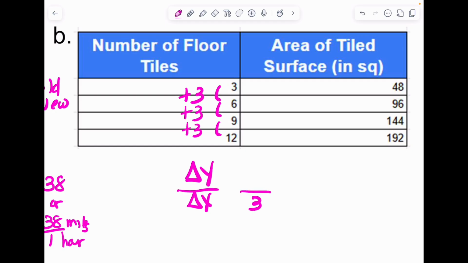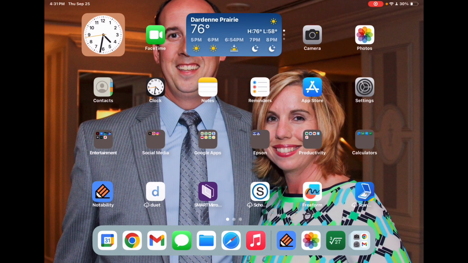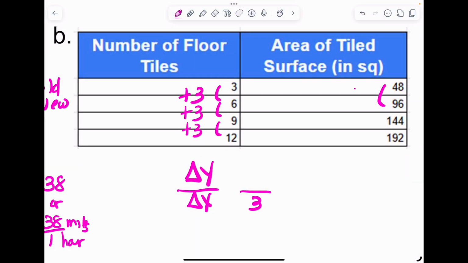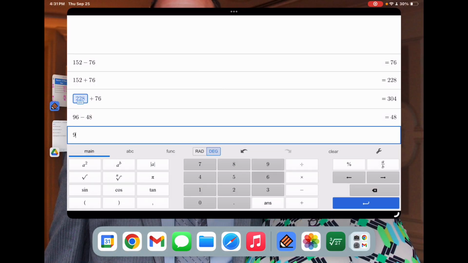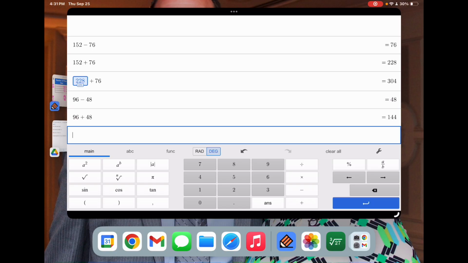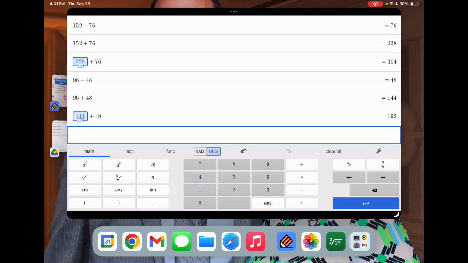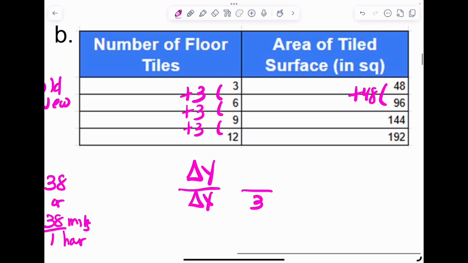All right, 48 to 96. Again, use your resources if you need them. 96 minus 48 is also 48. Let's see if the pattern holds. So 96 plus 48 gives me the 144. And if I take that plus 48, I end up with my 192. So we're adding 48. That's our change in y's.